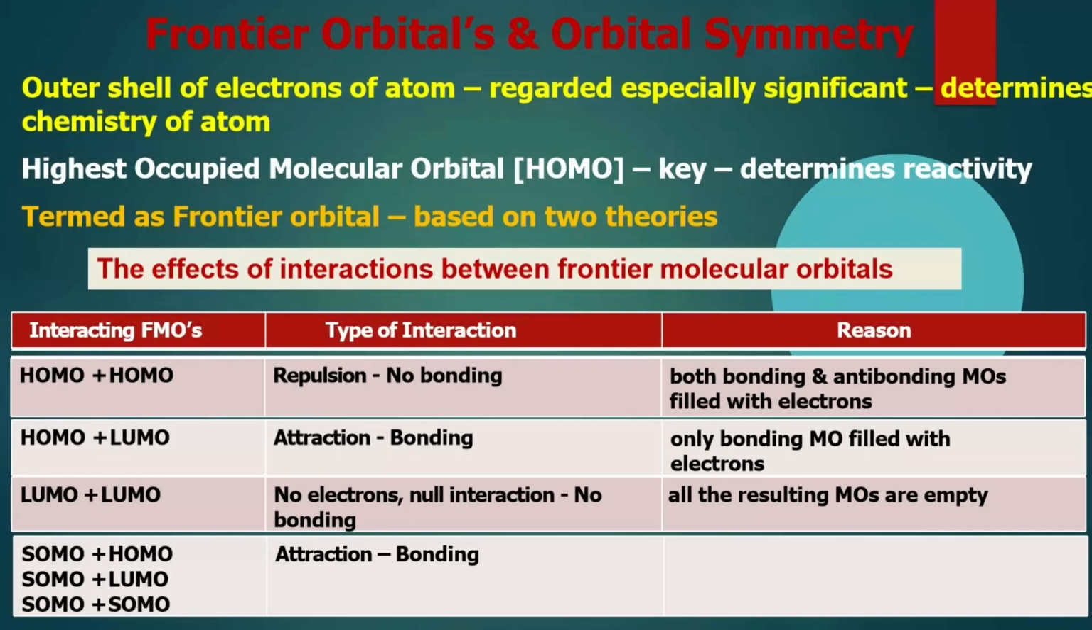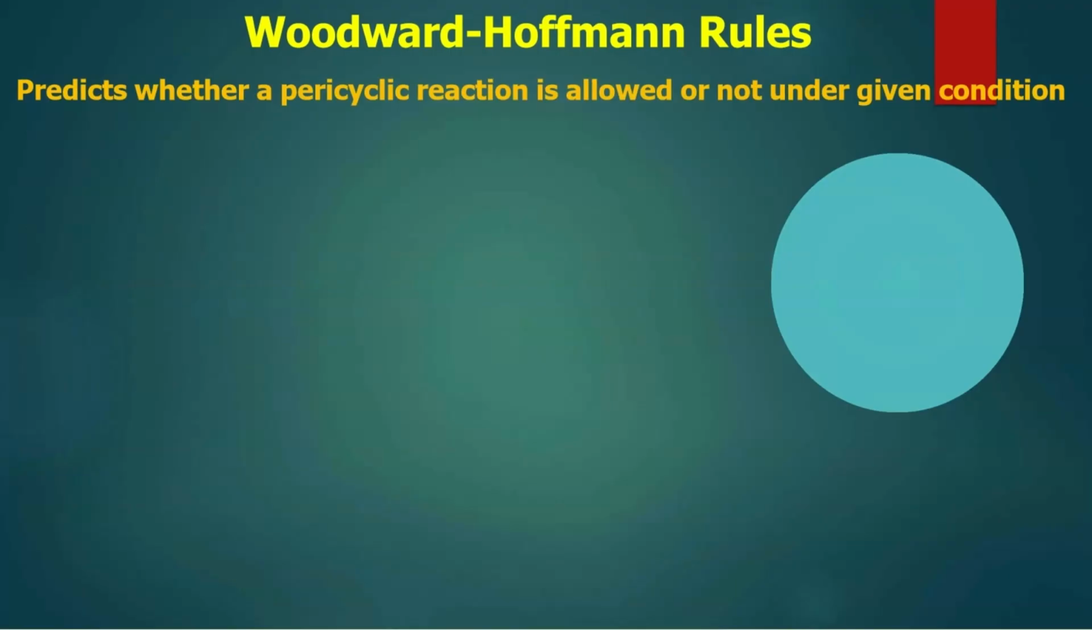Singly occupied molecular orbital and highest occupied molecular orbital interaction can give rise to a bonding situation because HOMO is electron rich, SOMO is electron deficient. It is half filled. As per Woodward-Hoffmann rules, it predicts whether the pericyclic reaction is possible or not under the given set of reaction conditions.